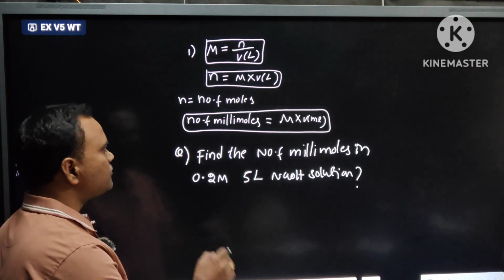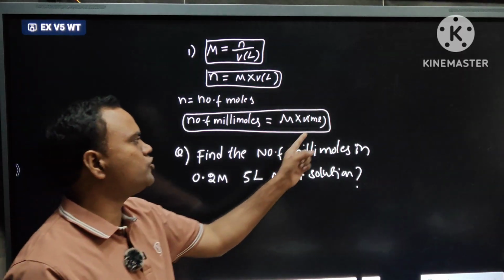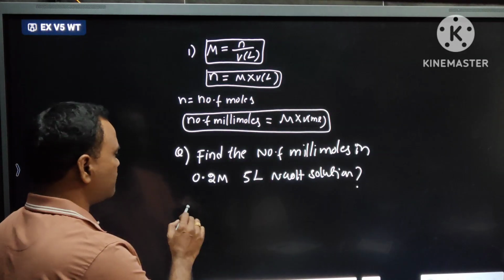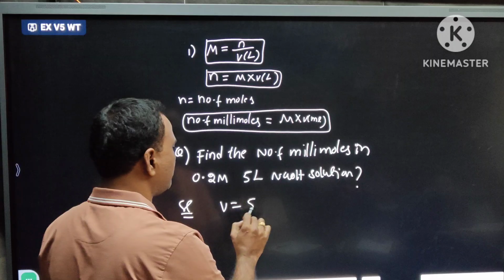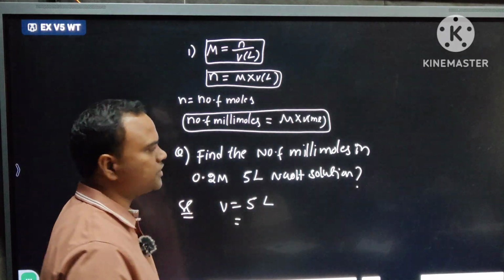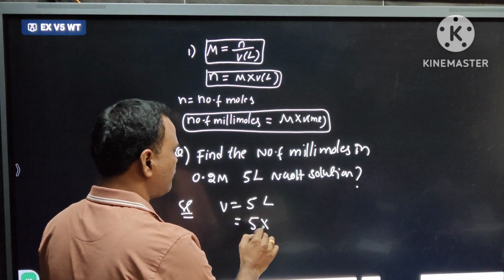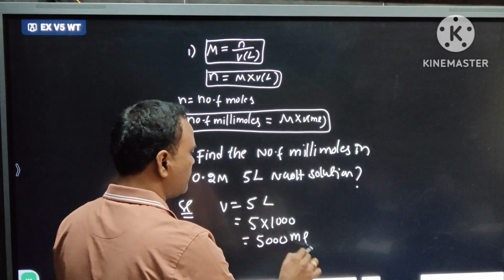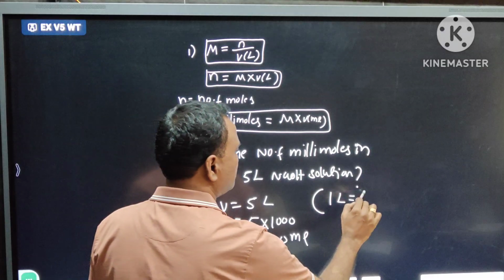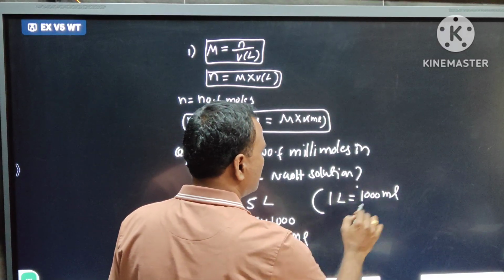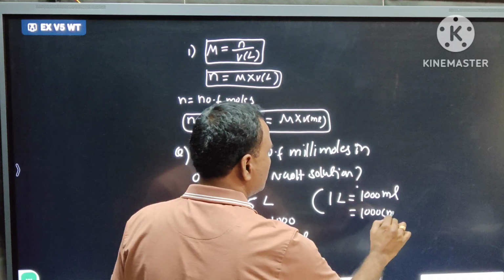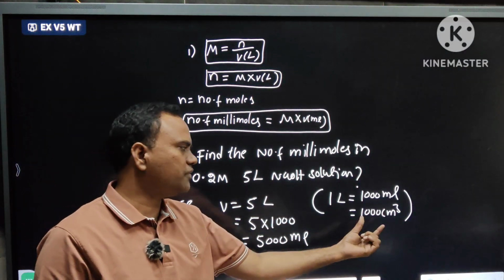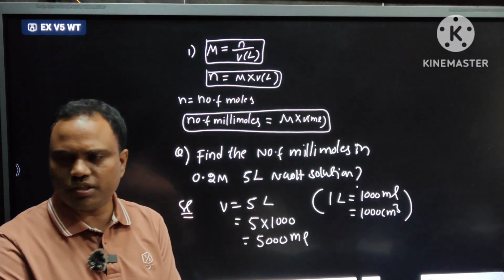Right. To calculate number of millimoles, volume should be in milliliter, but volume is given in liters. So how to convert? Volume is equal to 5 liter. Convert it into milliliter. 5 into 1000, 5000 ml. Because 1 liter is equal to 1000 ml, these are very important. I already gave this, 1000 centimeter cube, in the last class. I gave 1 ml is equal to 1 centimeter cube. That's why 1000 ml is equal to 1000 centimeter cube.